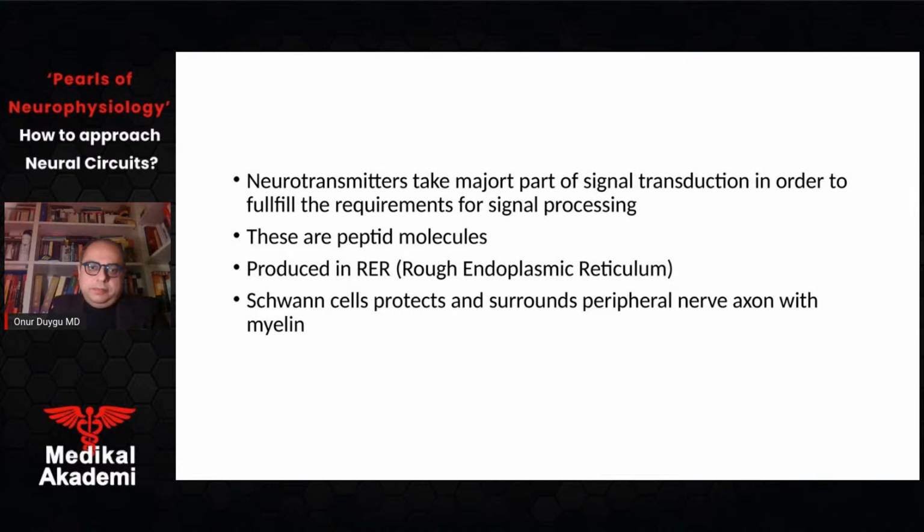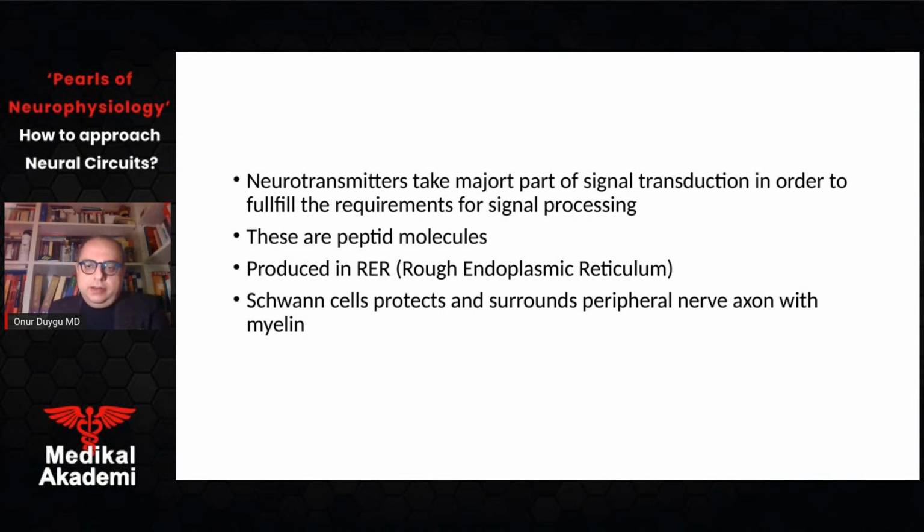How about neurotransmitters? You read about lots of neurotransmitters, but let's flesh out about them. These are peptide molecules in nature, biochemically, and are produced in the rough endoplasmic reticulum. Neurotransmitters are peptide molecules produced in the RER.